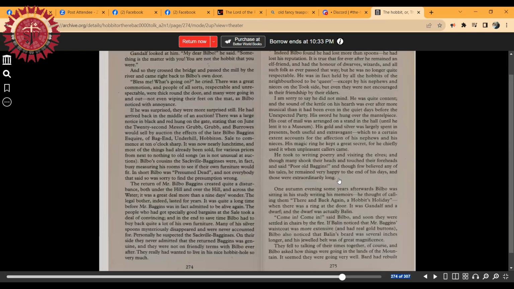His coat of mail was arranged on a stand in the hall until he lent it to a museum. His gold and silver was largely spent in presents, both useful and extravagant, which to a certain extent accounts for the affection of his nephews and his nieces. His magic ring he kept a great secret, for he chiefly used it when unpleasant callers came. He took to writing poetry and visiting the elves, and though many shook their heads and touched their foreheads and said, "Poor old Baggins," and though few believed any of his tales, he remained very happy to the end of his days, and those were extraordinarily long.